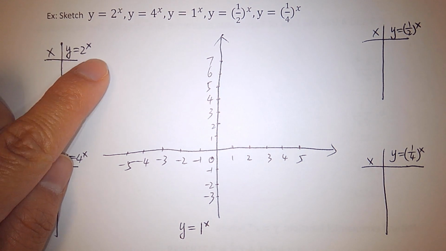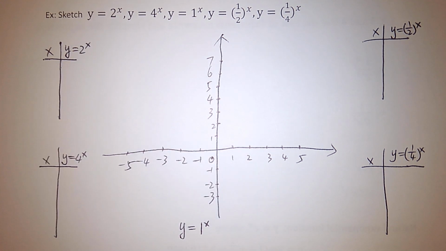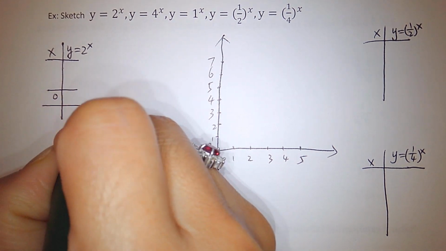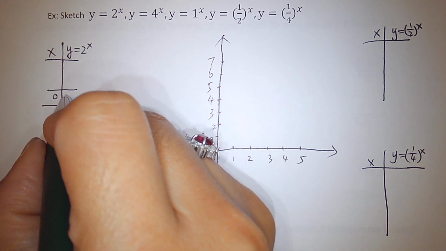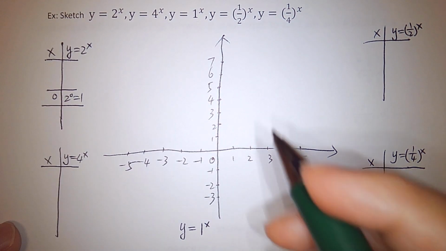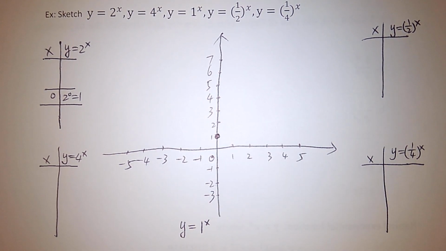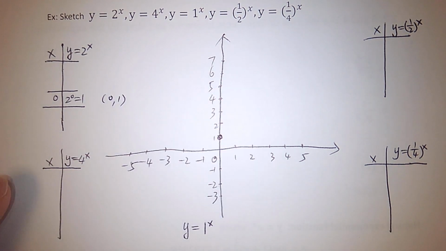Graph y equals 2 to the x. What x values can we choose? Can we choose 0? X equals 0, can we? Yes. So when x equals 0, y equals 2 to the 0, which is 1. So (0, 1) is a key point for us. This point is on our graph.